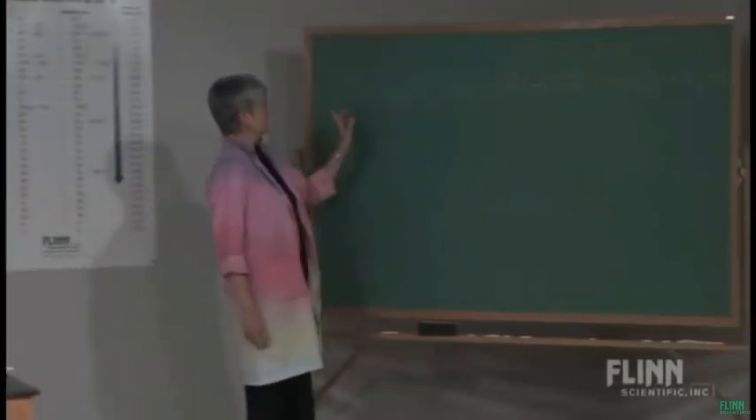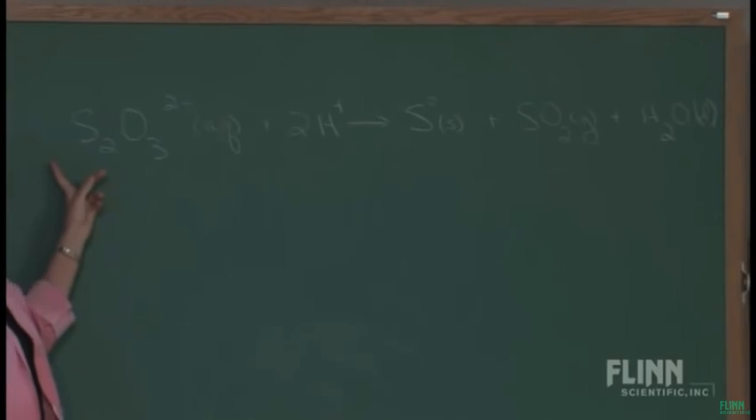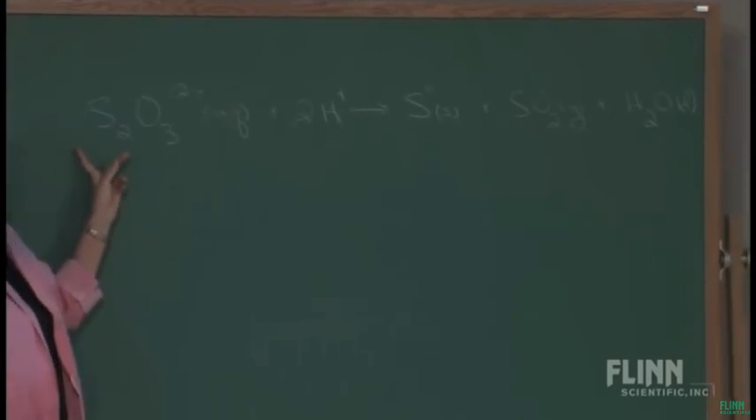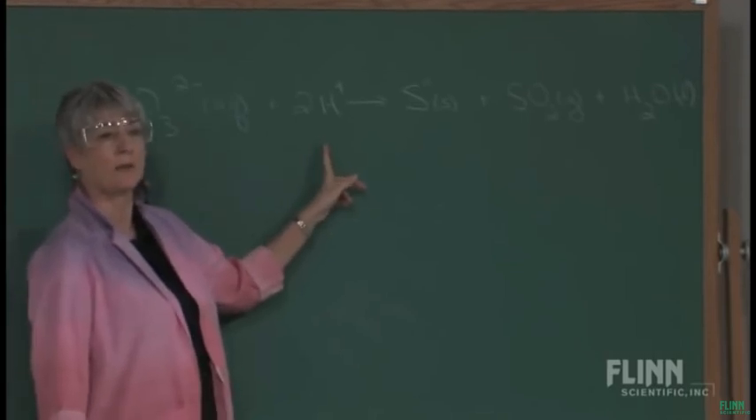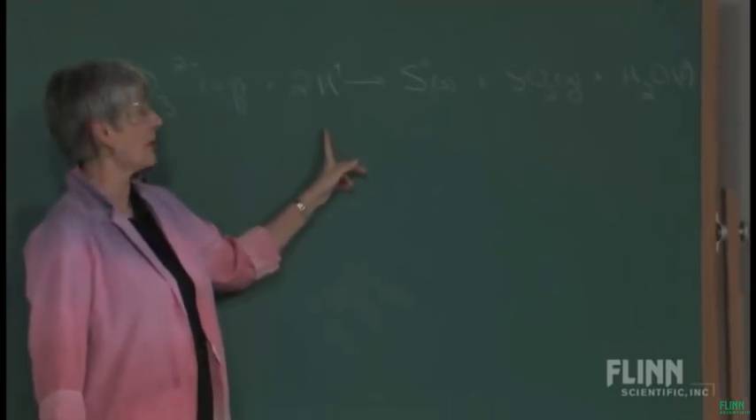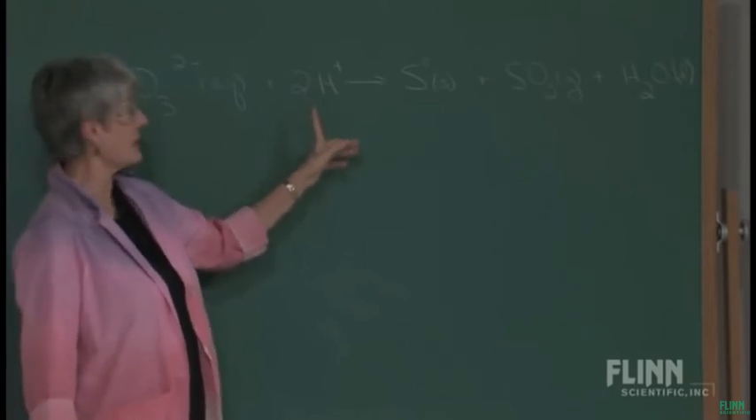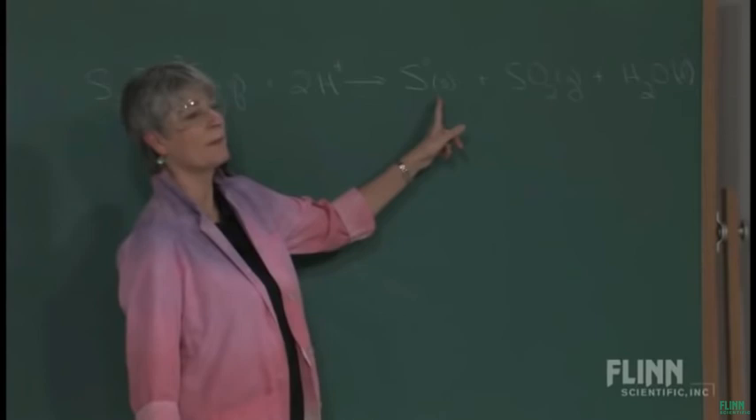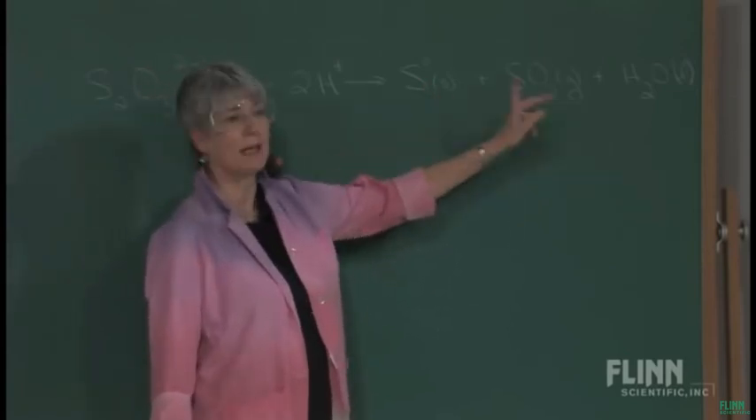We're going to take a sodium thiosulfate, and we've got a 0.15 molar solution of sodium thiosulfate. And we're going to add to that hydrochloric acid. All right, and I've only got the net ionic equation because the sodium and the chloride ions are spectators. This forms solid sulfur, sulfur dioxide and water.